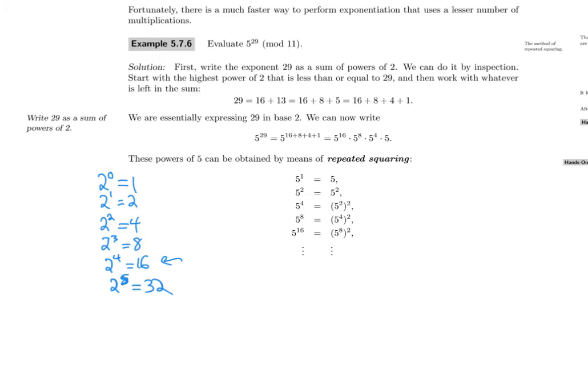So we want to quickly calculate powers of 5 mod 11. Okay, so 5 to the first power is going to be 5. If we square that, we get 5 squared, which is 25. I'm going to subtract a convenient multiple of 11 from that. I'm going to subtract 22 and get 3. So 5 squared is going to be 3 mod 11.